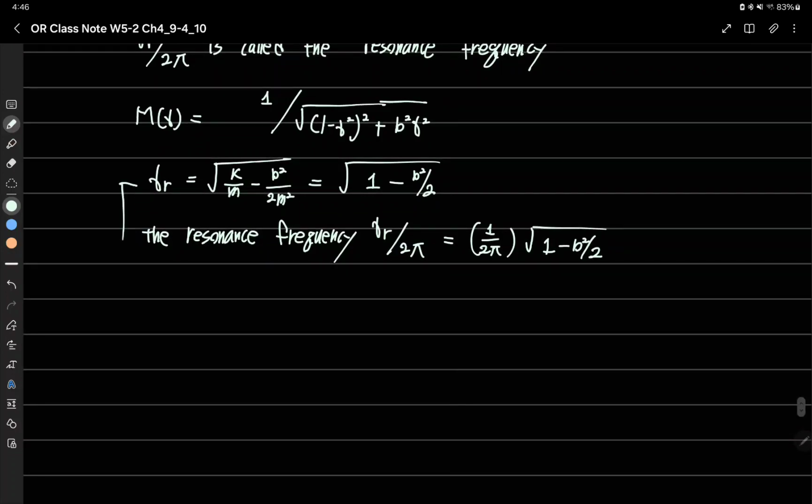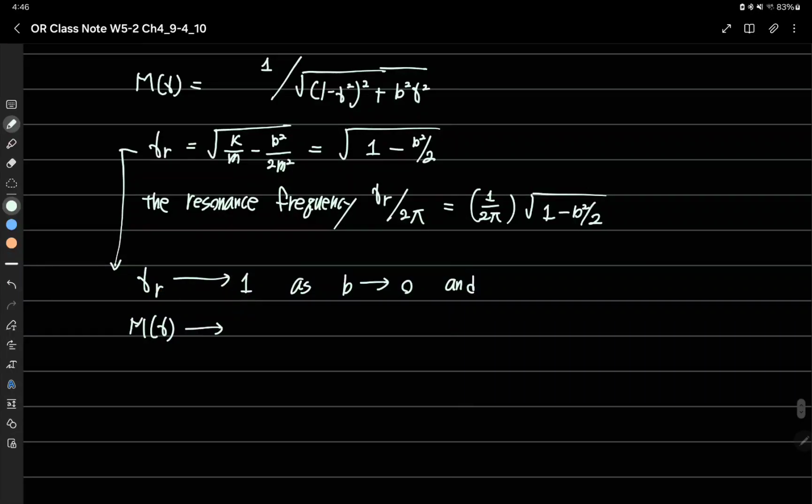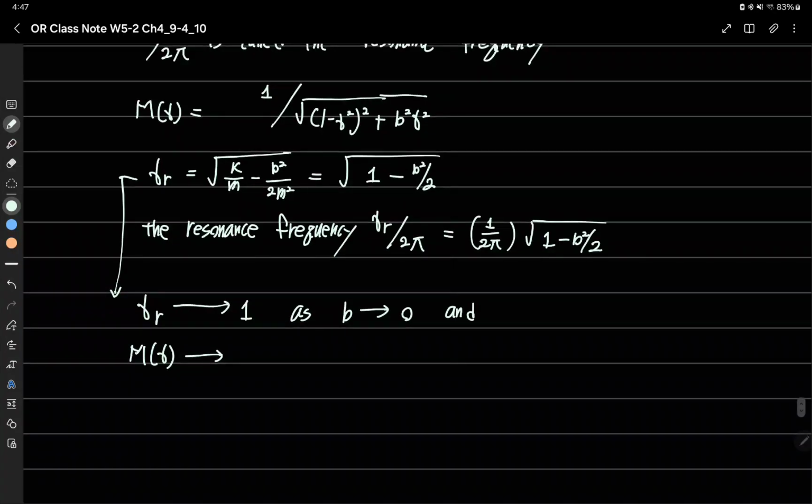So now here, from gamma sub r approaching 1, b approaches 0, right? And then M of gamma, approach. So think about this: gamma r approaches 1 when b approaches 0, which means that the damping force approaches 0, right? Then gamma r approaches 1. If gamma r approaches 1, then M of gamma is going to be what? This is going to be gone, and this is going to be 1 over b, right? The denominator approaches b, right?